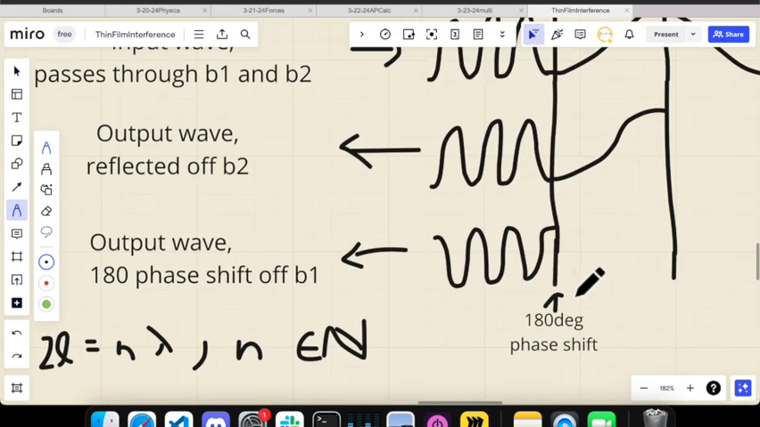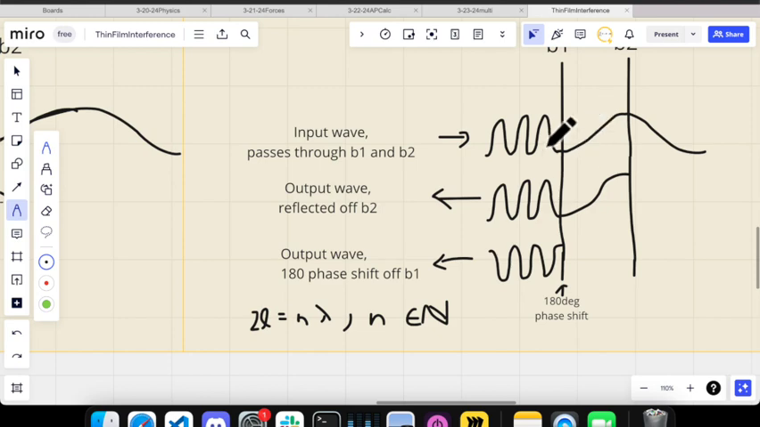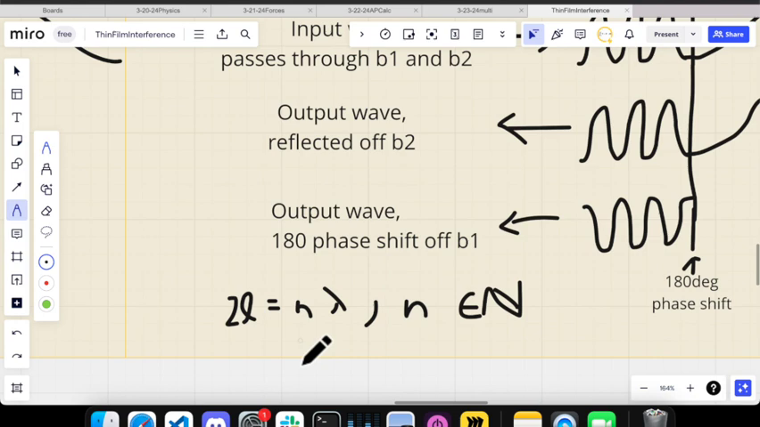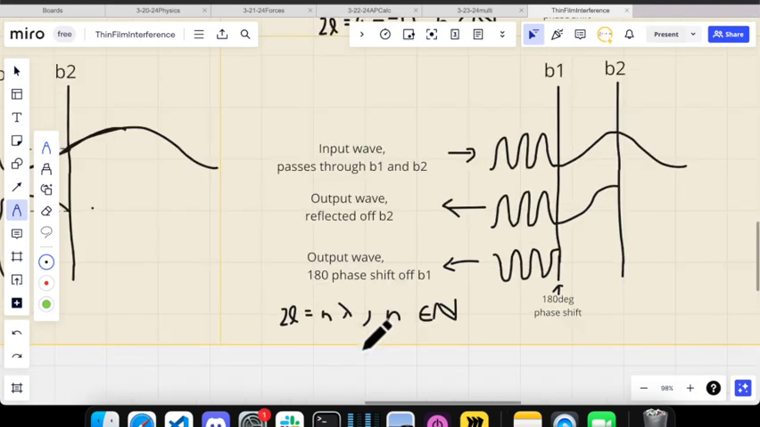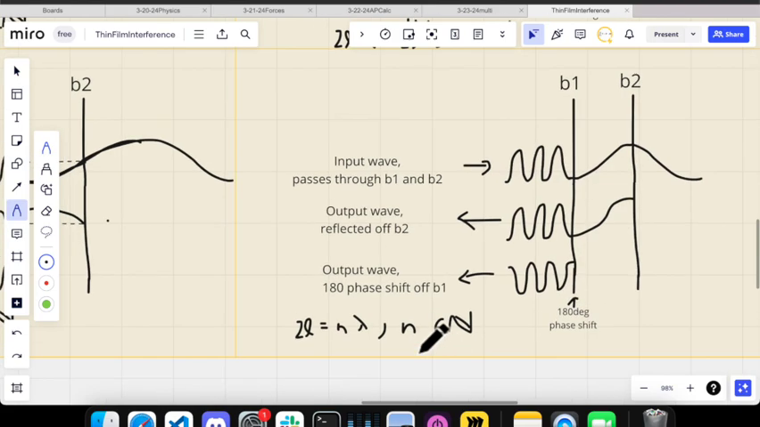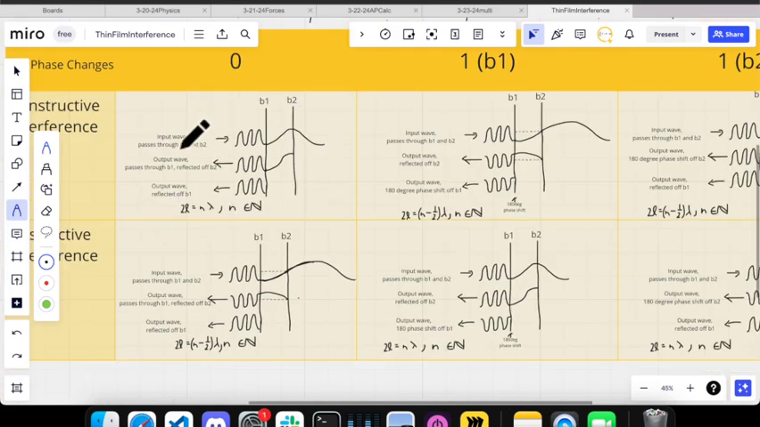Since we want a full wavelength to happen between going there and back, so that it's out of phase with the wave reflected off the first boundary and phase shifted, that's writing down that formula. That's exactly what I said. We want there and back, so 2 times the gap, to be a multiple of the wavelength. We just want it to meet up. And again, like I mentioned, this is a similar situation to this one.